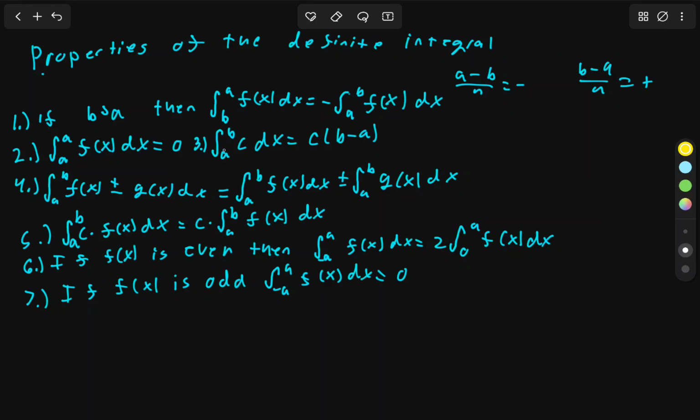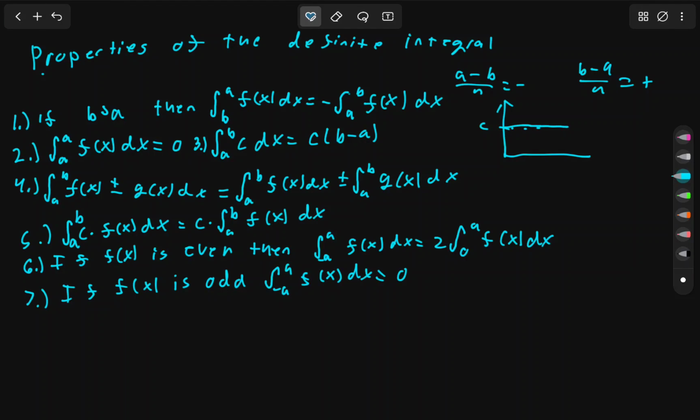For property number 3, the integral from a to b of c dx is equal to c times b minus a. I did not know that had a highlighter function yet, but anyway. Let's look at a function. Let's say it has a height c.